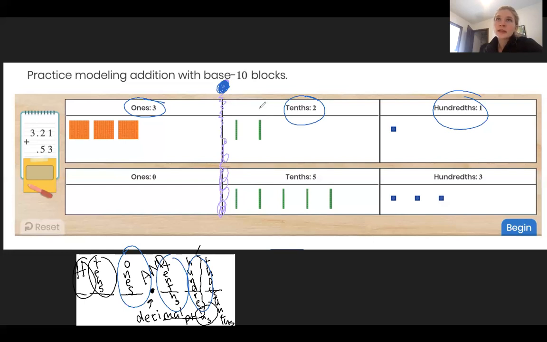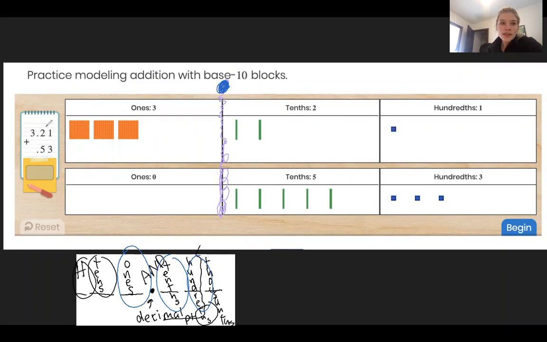You can see how, if you think back to using our base 10 blocks for adding things with tens, hundreds, ones, we are using the flats now, which we used to use for the hundreds. We're using those in the ones place, and for the tenths we're going to be using these rods, and for the hundredths we're going to be using the little cubes. So that is how you can set it up on your mat if you choose to use the blocks as well.